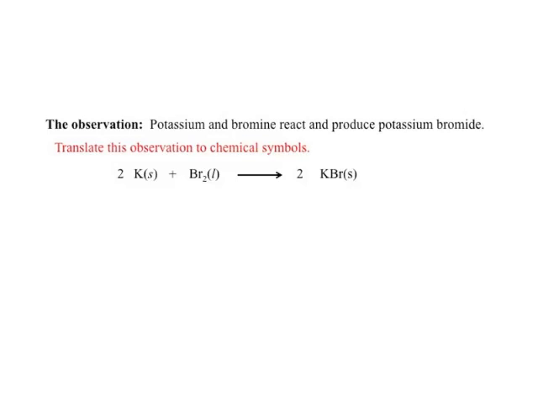Because of the subscript 2, you should see that there are 2 bromine. When you move to the right-hand side, because of the 2 in front of KBr, there are 2 potassium and 2 bromine. Therefore, the number of atoms for each element is the same on the left-hand side and right-hand side. Let's move to the next slide.